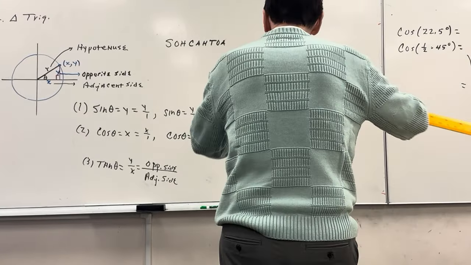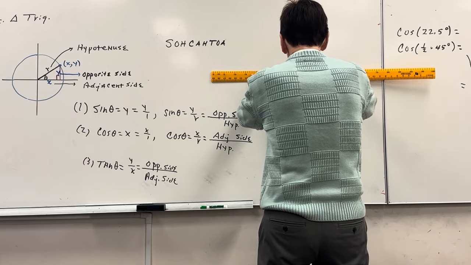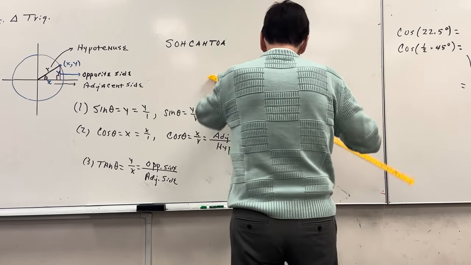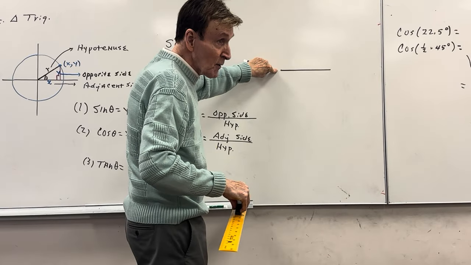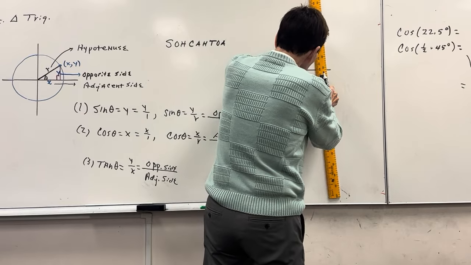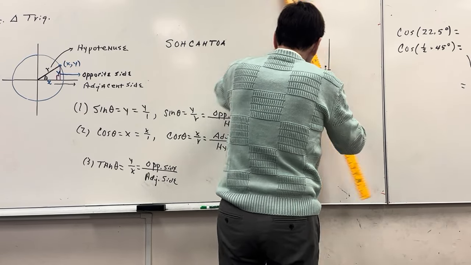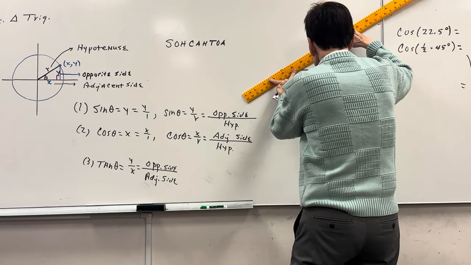Jacob, on the side here, I know it's supposed to be a right triangle. Did I have the right angle here or on the other side? You have it on the right side. Over here. Okay. And I'm assuming it looks something like this. Correct.